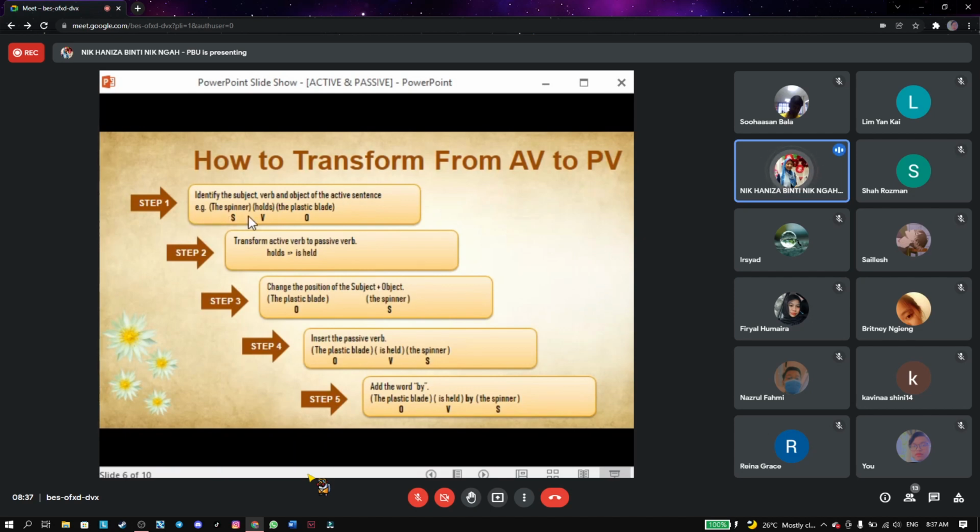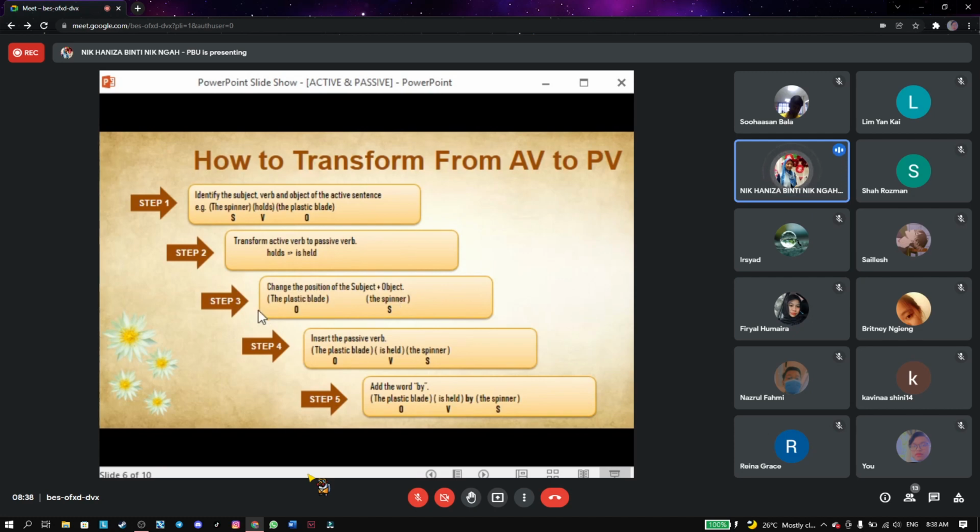Okay, for example here, the spinner holds the plastic blade. Okay, look at this one. The spinner is the subject, holds is the verb, and the plastic blade is the object. So when you want to transform active verb to passive verb, look at this one, holds. Okay, so how to change the verb? Holds becomes is held. Okay.